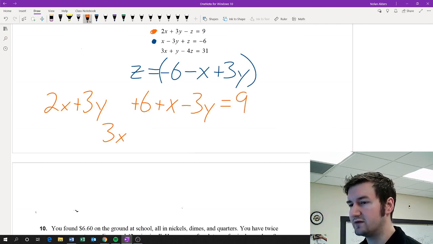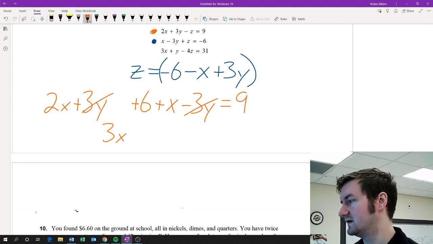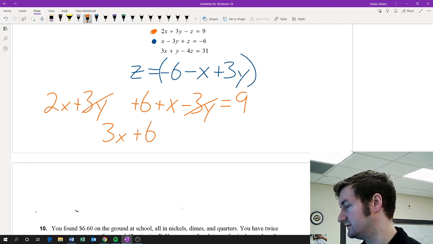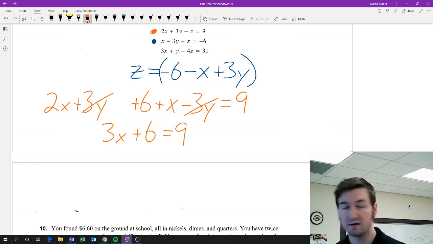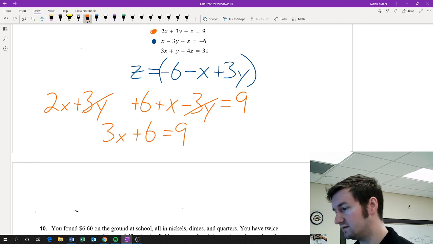Okay. So we have a 3x, and we combine the 2x and the 1x. And then when we combine the 3y and the negative 3y, those cancel, or they add up to 0. And then we have the 6 and equals 9. Oh, look. We only have one unknown in this equation, x, so we could solve for this. So let's solve it real quick.